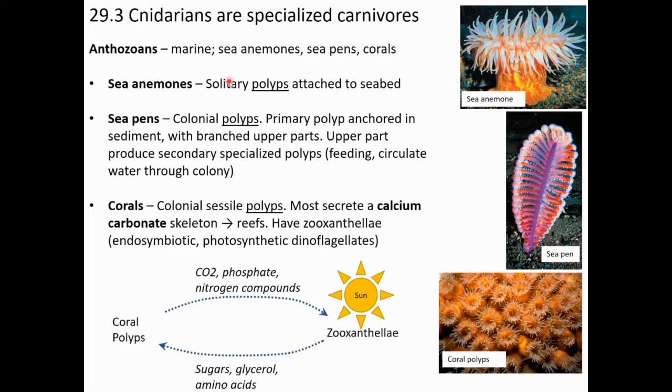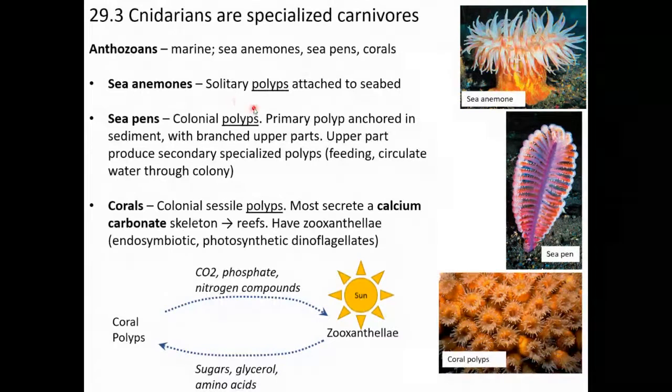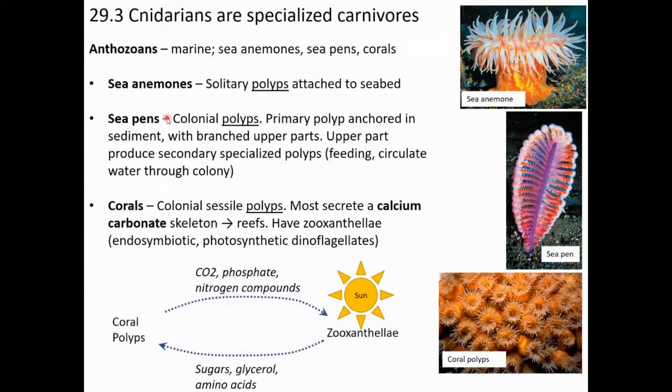So the anthozoans, they're marine, and they consist of sea anemones, sea pens, and corals. Here's an example of a sea anemone. This is a single individual polyp. The mouth is up here. These are the stinging tentacles with the nematocyst stinging parts. These are solitary polyps attached to the seabed.